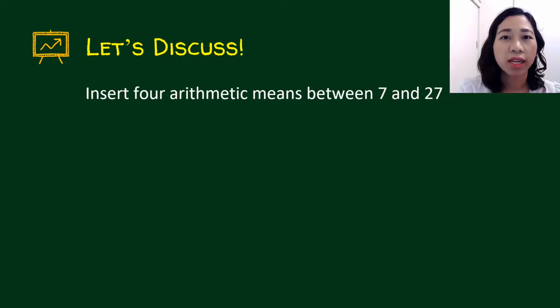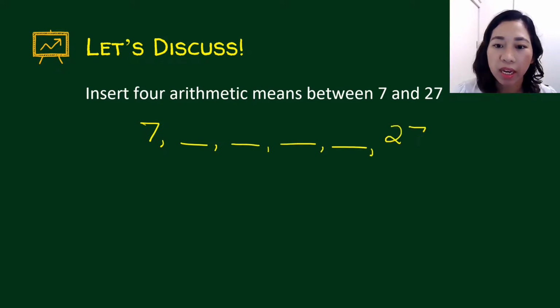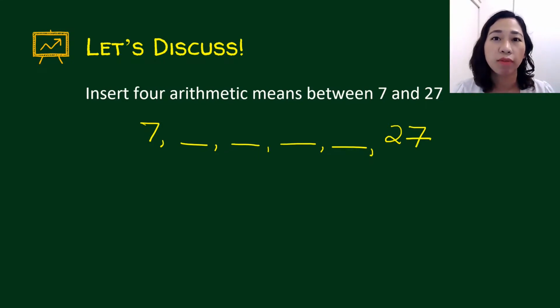Okay, so let's have another example. We want to insert 4 arithmetic means between 7 and 27. Okay, so let us proceed. So it's like we have 7 and then we want to insert 4: 1, 2, 3, 4 numbers between 7 and 27 so that this one will form an arithmetic sequence. Okay, so now let us just try what we did earlier. Okay, but in this case, I will do it in sort of horizontal form.